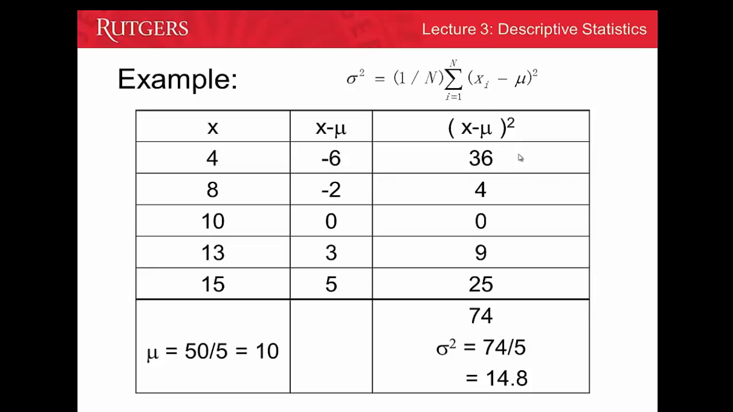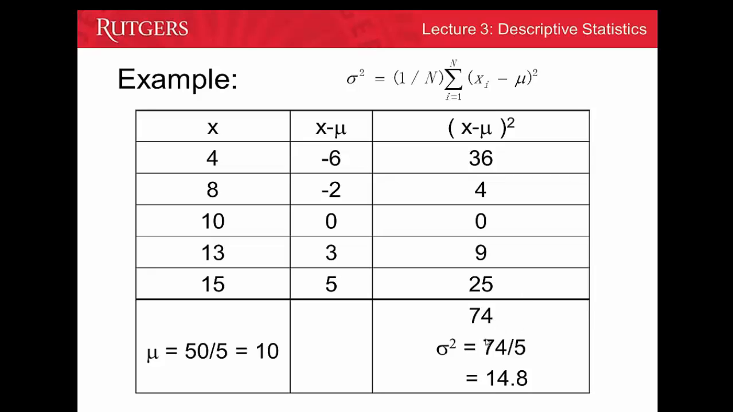Then we calculate the square of these differences. It's 36. Like the second one is 4. The third one is still 0. And the fourth one is 9. And for the fifth one is 25. Then we add all the squares together, equals to 74.